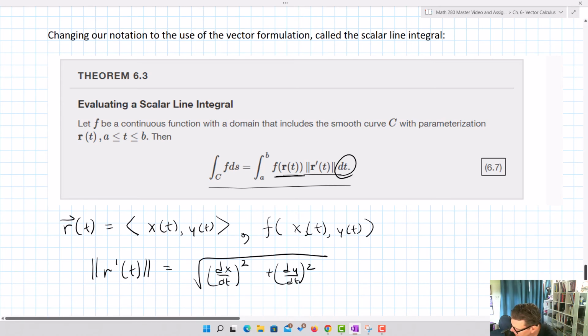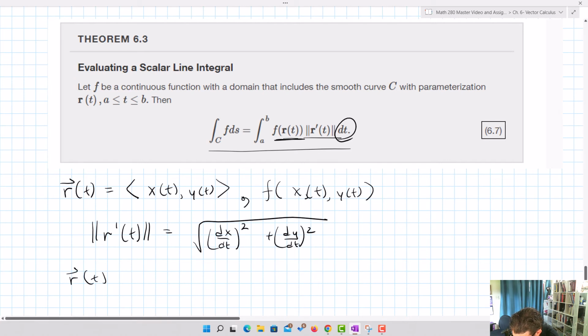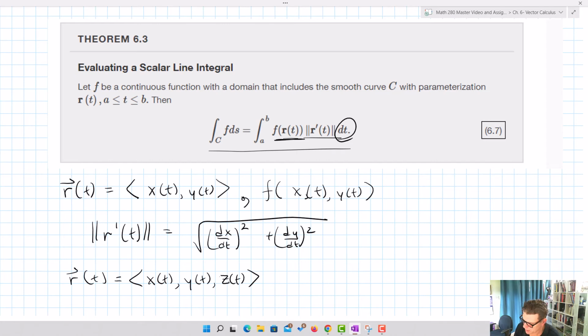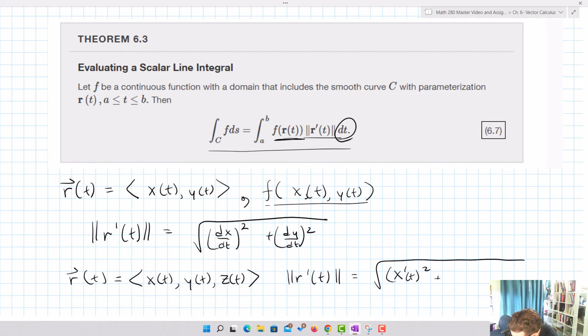Now, by the way, if we say that r of t is equal to x of t, y of t, z of t, okay? So now we've got a three-dimensional vector for r of t, or a three-dimensional parametrization. Then again, we'll have f of x of t, y of t, z of t, okay? And then the magnitude of r prime of t is just going to equal that distance function again. So it's going to be the square root of x prime of t squared plus y prime of t squared plus z prime of t squared. And then we just plug that in there, okay?